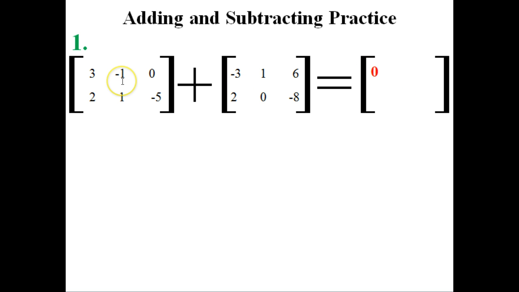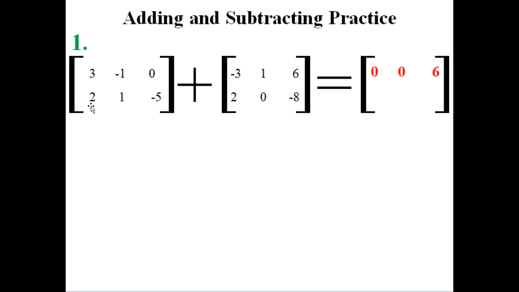Next up, I have a negative 1 that is in the top middle, plus 1 that is in the top middle. So I combine all the ones that are in the same position. So I've got a negative 1 and a positive 1. That's also going to give me a 0. So I'll write my 0 here in the top middle position as well. Then on the upper right hand corner, I've got a 0. Upper right hand corner here, I've got a 6. So I'm going to write my answer right over here in the upper right hand corner. 0 plus 6 would be 6.